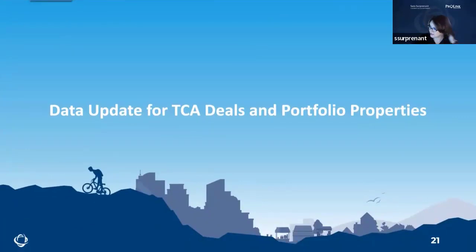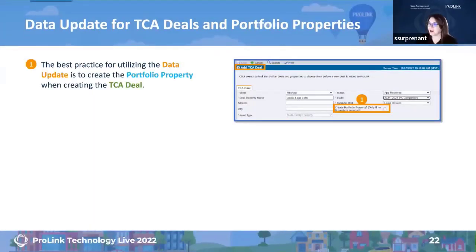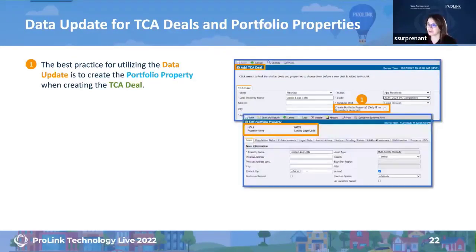All right. So now we'll talk about TCA deals, which is a little different, but it's the same concept. Again, best practice for utilizing the data update is to create the portfolio property when you create the TCA deal, and you'll have the option to select this. Again, it's not the end of the world if you don't. You can always do that later. If you want, you can wait until your TCA deal is ready and they've issued their 8609s to send it over to asset management. You can wait and do that then.